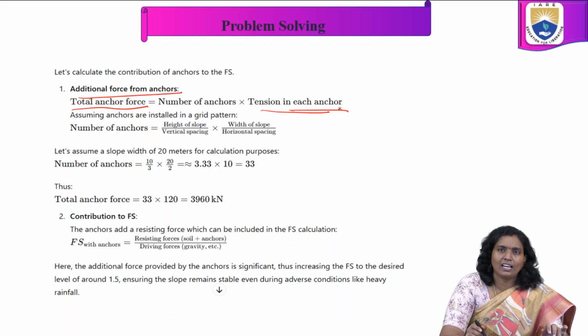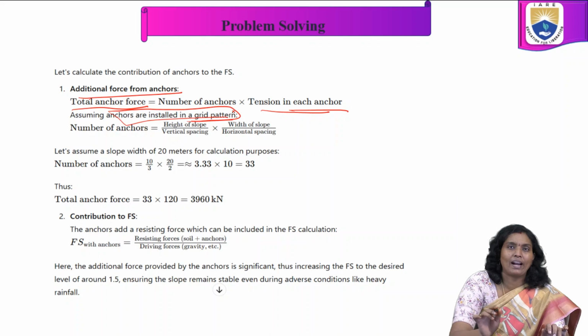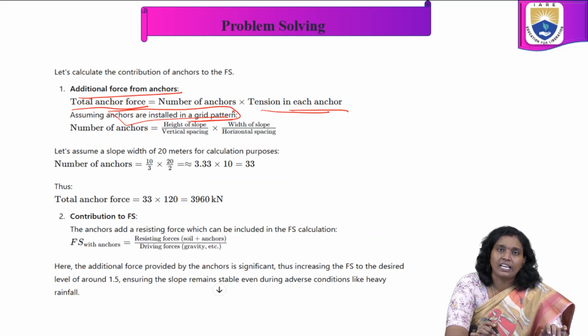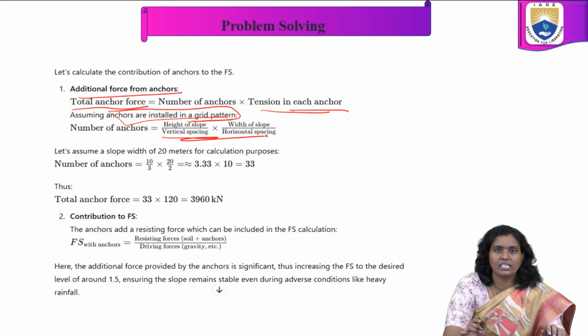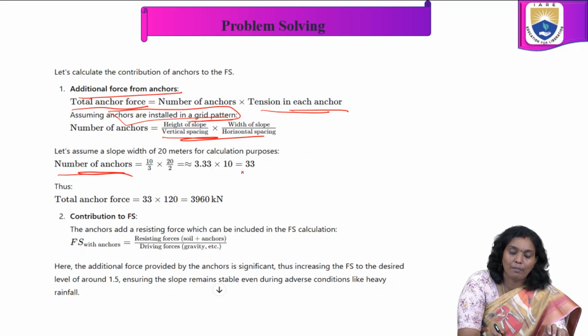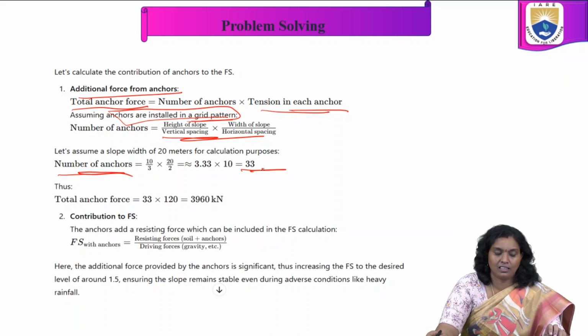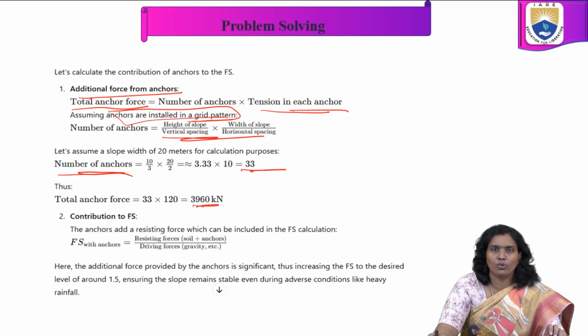Assuming anchors are installed in a grid pattern, it depends, since different kinds of patterns are there. We are assuming a grid pattern. Now the number of anchors is found using this formula. Finally, we find the number of anchors is 33. Total anchor force is equal to 3690 kilonewtons.